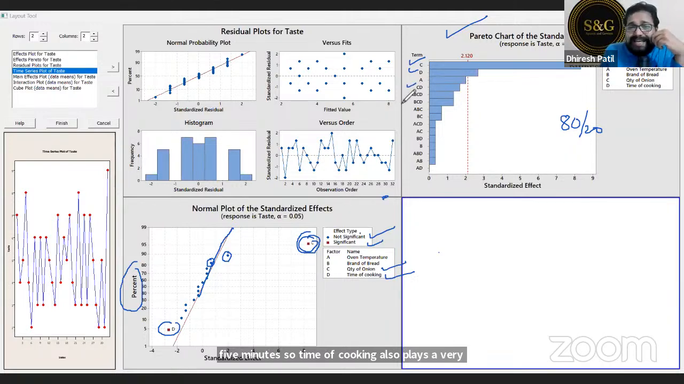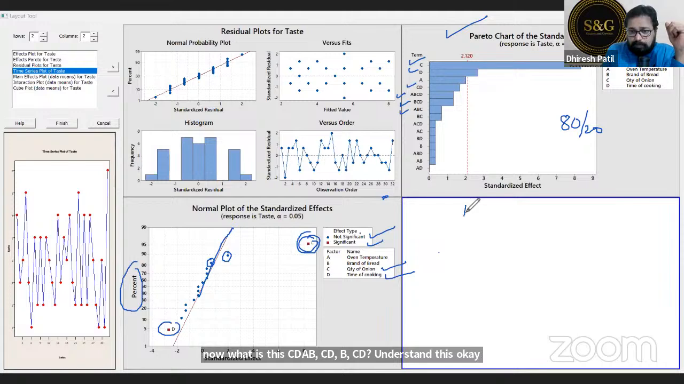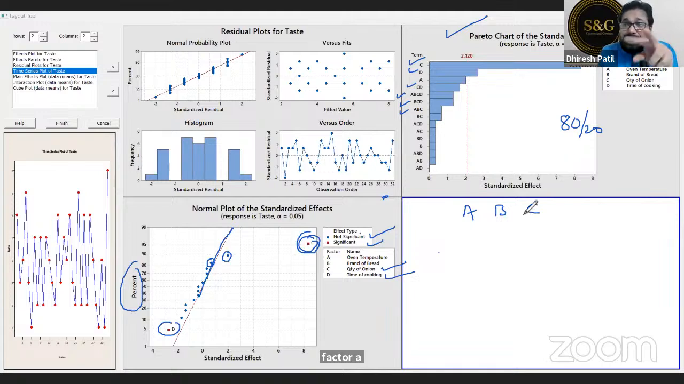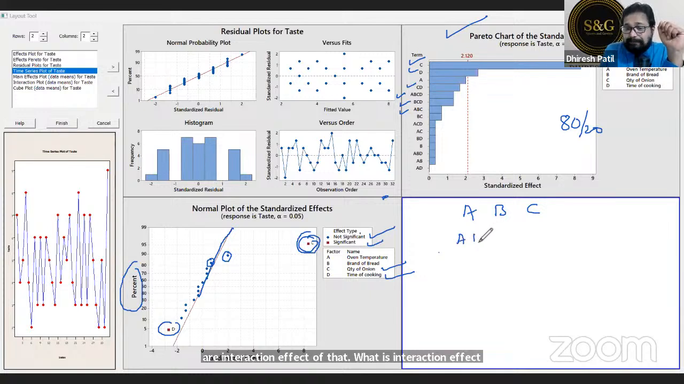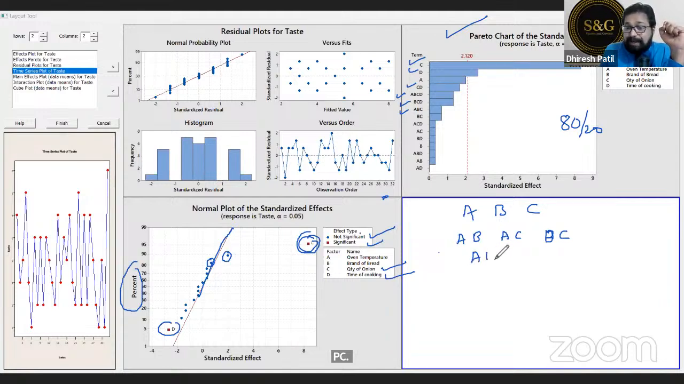Now, what are these CD, AB, BC, BCD? Understand this. When we have factors A, B, and C, there are interaction effects of them. What is an interaction effect? There is an interaction effect of AB, an interaction effect of AC, an interaction effect of BC, and plus there is a three-way interaction ABC. Just try to understand this. This is called main effect. This is called two-way interactions. This is called three-way interactions.